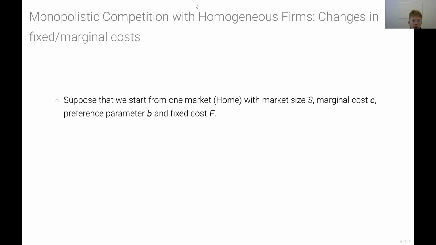Okay, so now let's move on to the next question. And in this question, we're still going to have homogeneous firms. What we're going to do is consider a change in both fixed and marginal costs and see what happens. So suppose that we start from one market, just home, and it's going to have market size S, marginal cost C, a preference parameter B, and a fixed cost given by F.